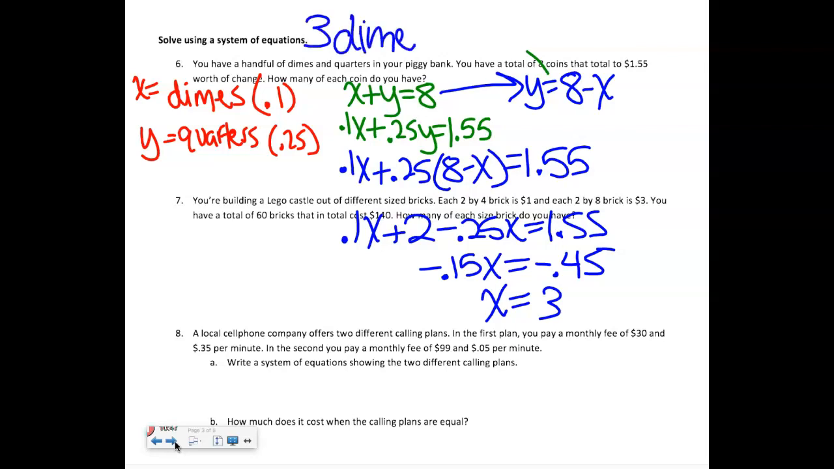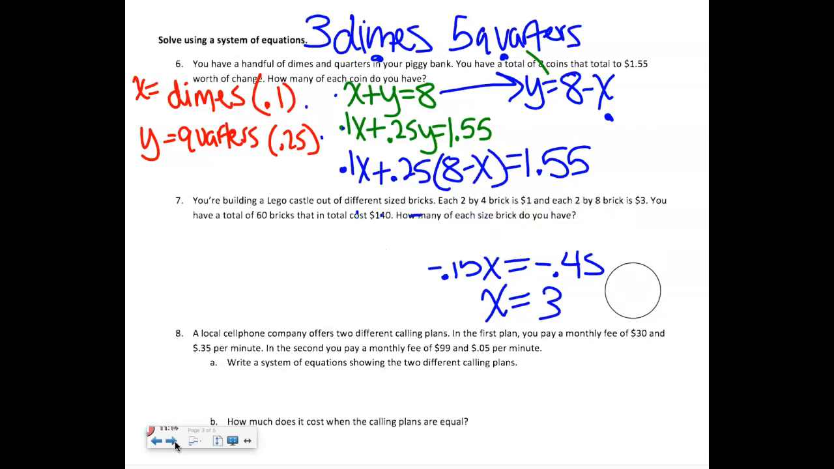Now reminder, we had a total of 8 coins. So if I take right here 8 minus 3, that means we have 5 quarters. Notice I'm properly labeling my answer, and that's what will get you full credit. So define your variables, write 2 equations, solve, and label your answers. Okay. All right, let's move on to our next word problem.